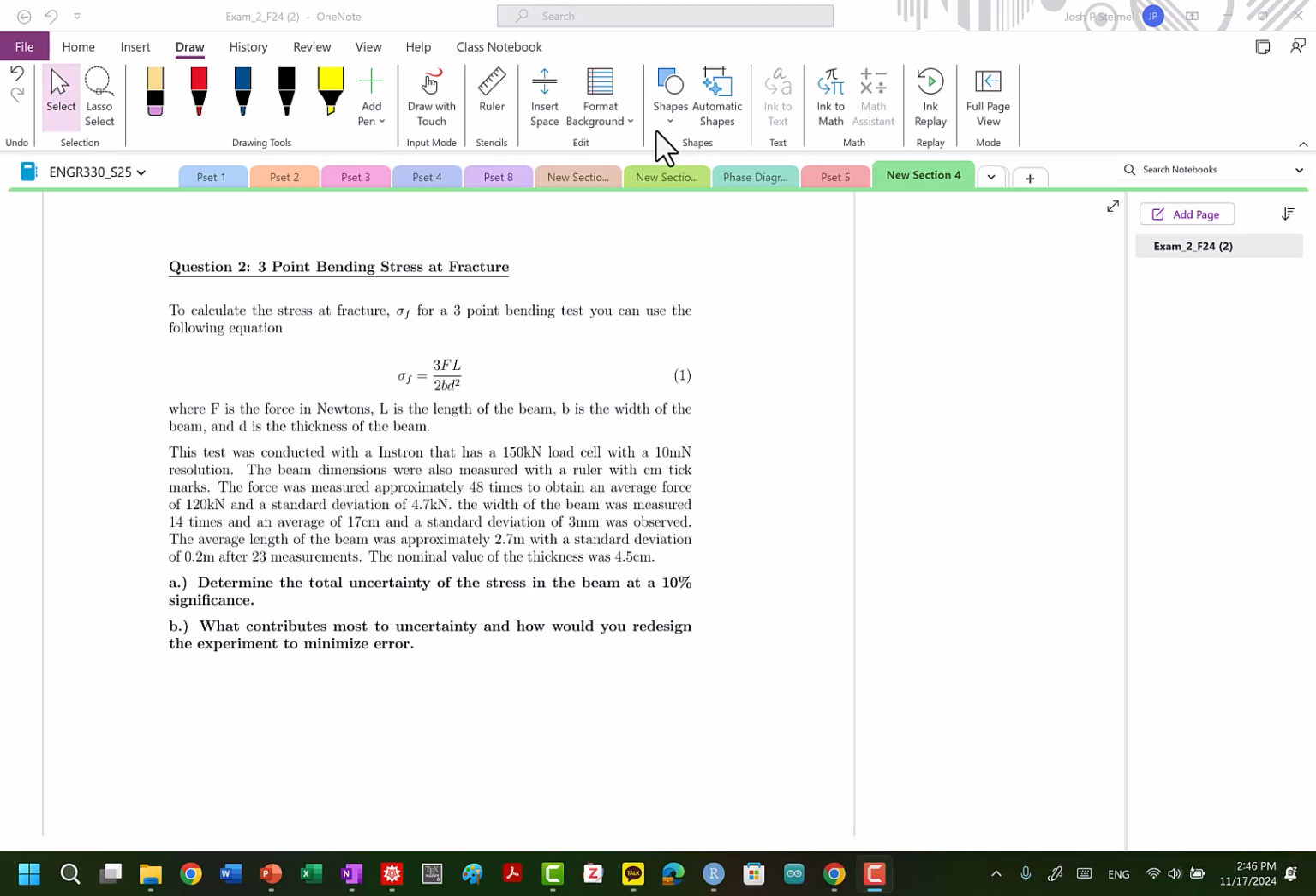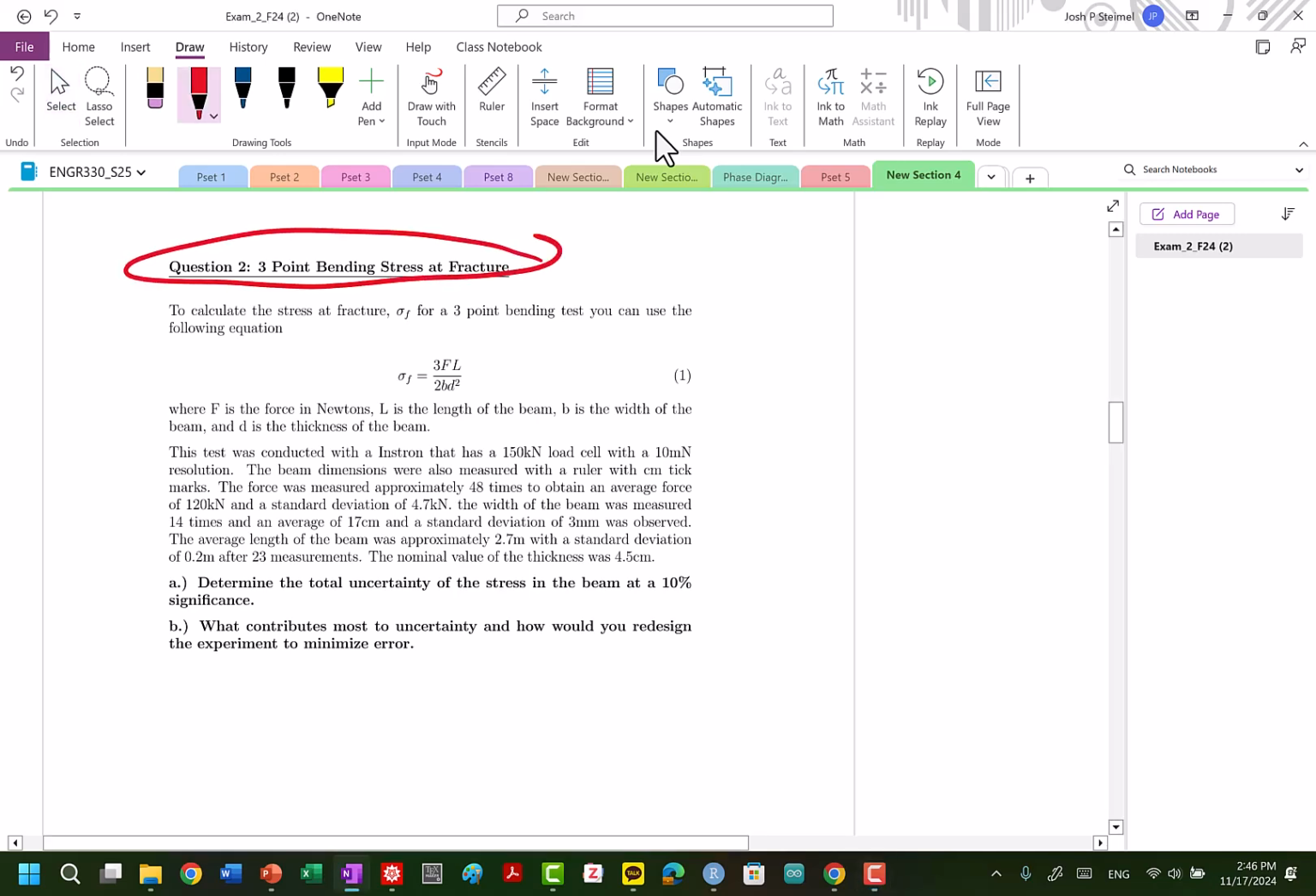All right, everyone, we are back, and we are going to be looking at our question 2, 3-point bending stress at fracture. So we have the following fundamental equation here. We're given the equation information. Instron, 50 kilonewton load cell. This is our resolution, so there's some uncertainty in our force. So this is going to be our uncertainty in the force.